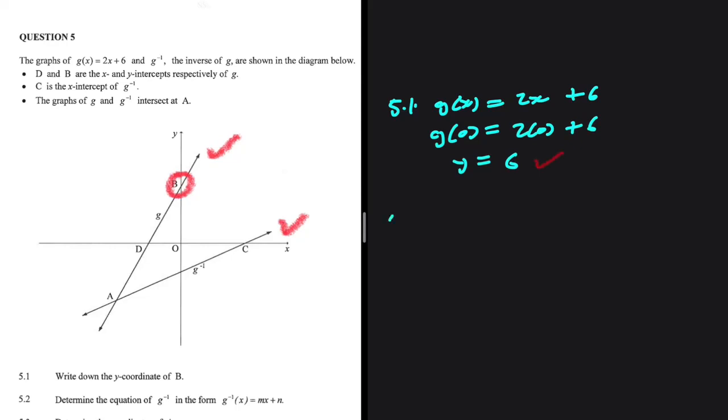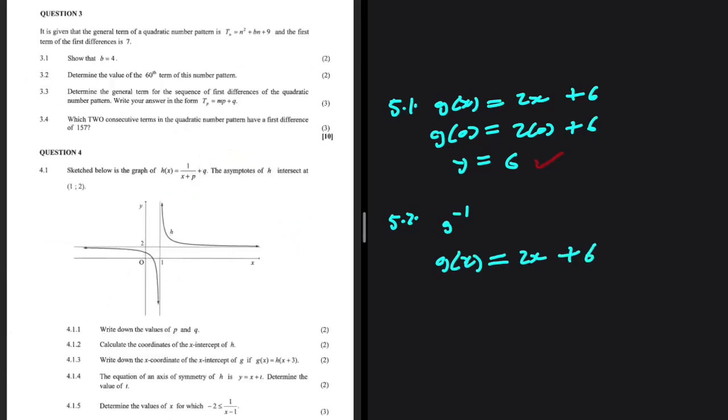That is 5.1. Let's take a look at 5.2. Determine g inverse in the form g inverse equals mx plus n. We know that g of x equals 2x plus 6. In order to find the inverse, we need to swap x and y and solve for y. So in place of y, we're going to put x, and in place of x, we're going to put y, plus 6. So 2y is equal to x minus 6.